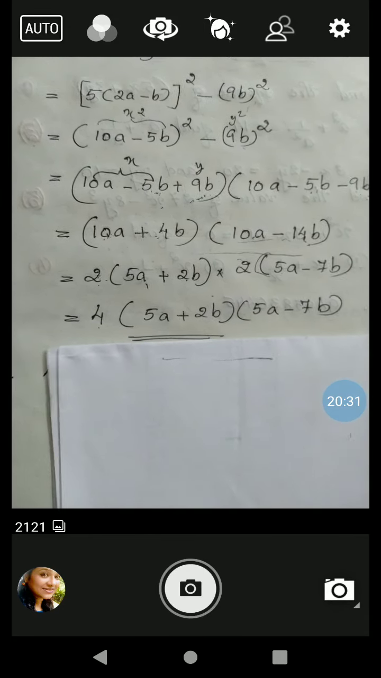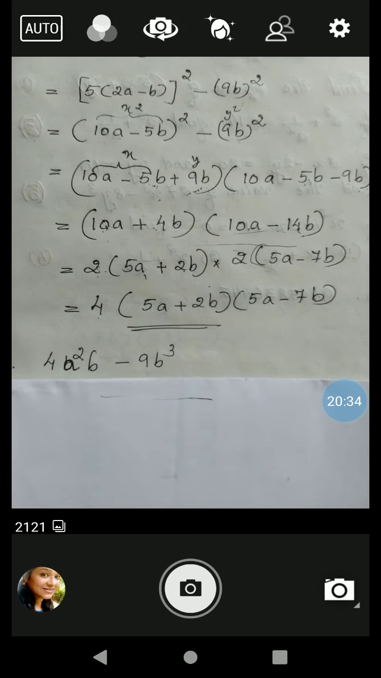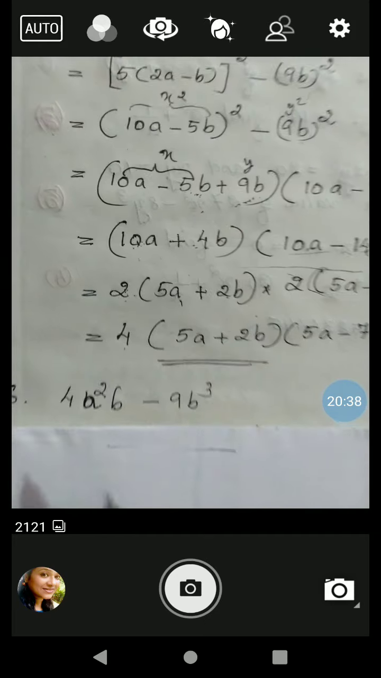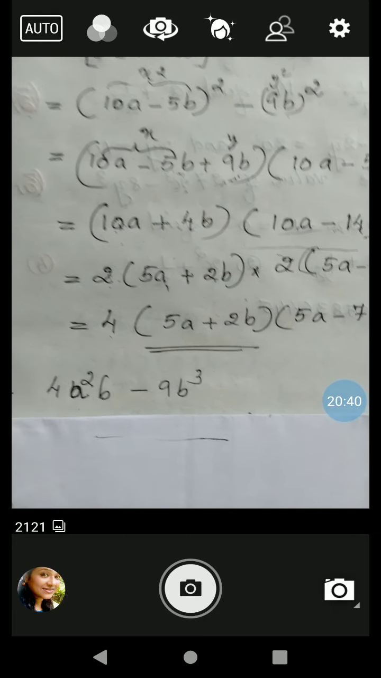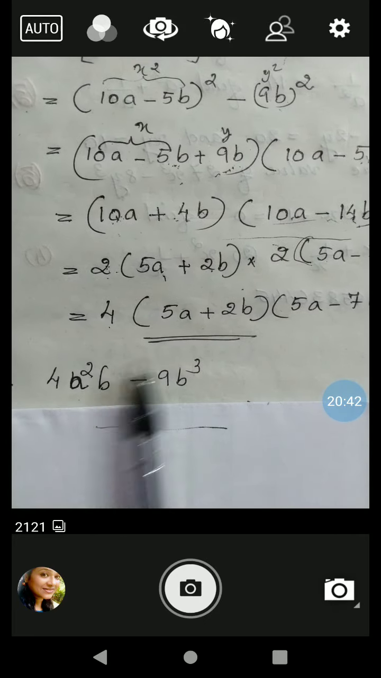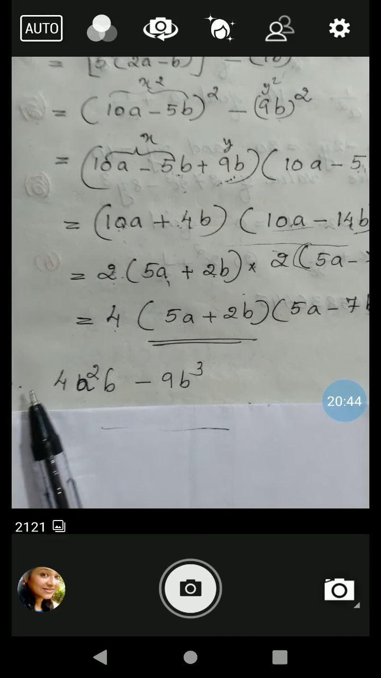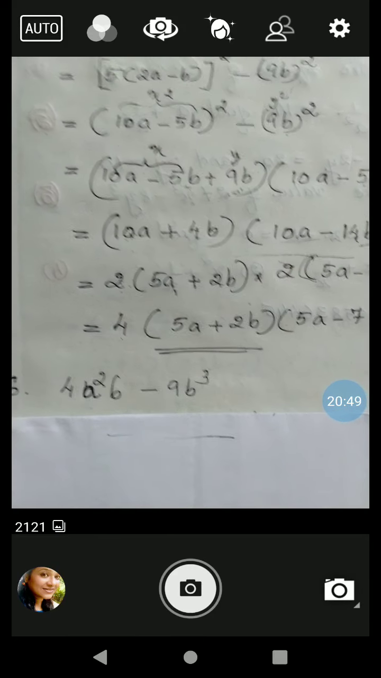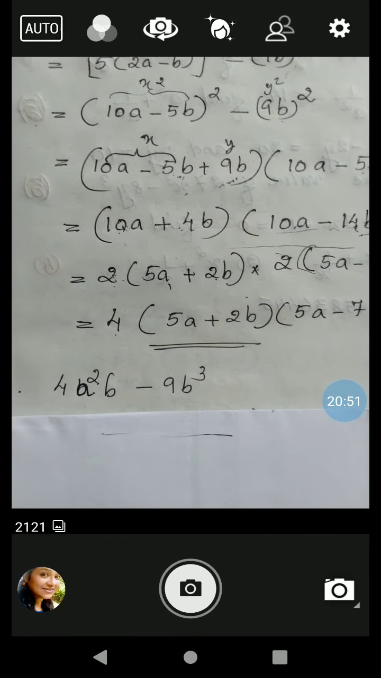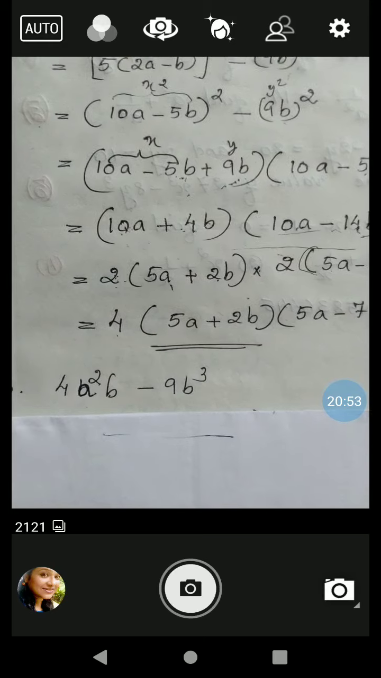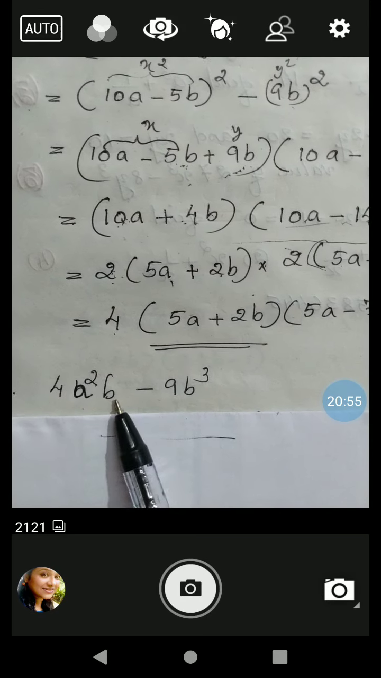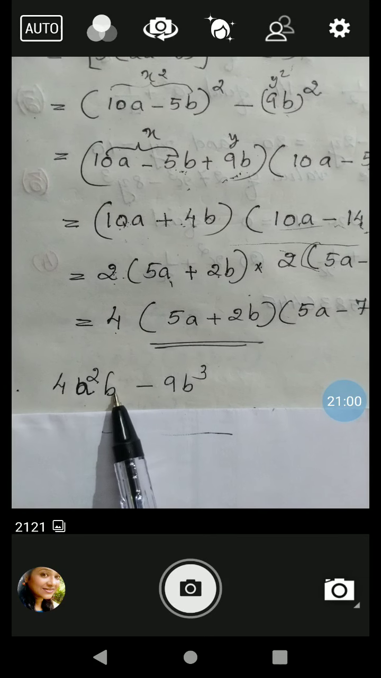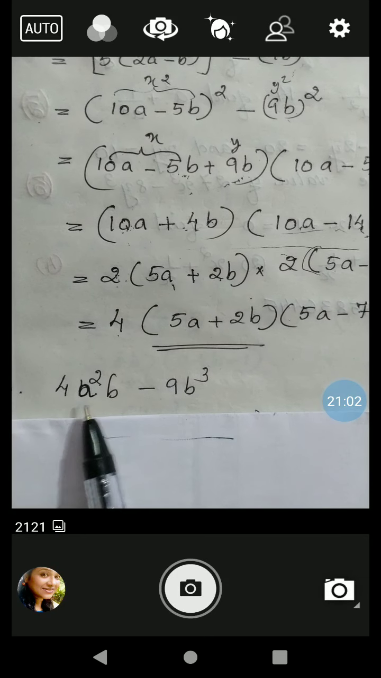Now, we can see one more question. 4a square b minus 9b cube. This is not in that form. X square minus y square. Not in that form. So, what can we do here? You just think of all these types. First one, taking common factor outside. Any common factor here? Yes. We can see one common factor b. B is common. Look here.